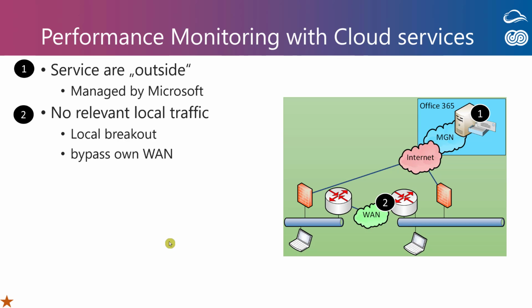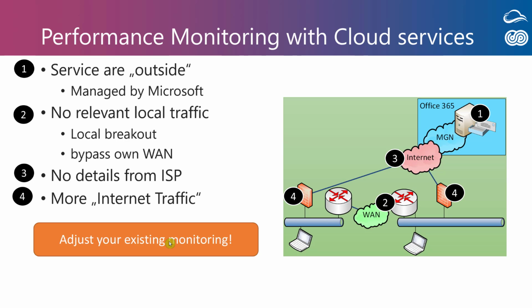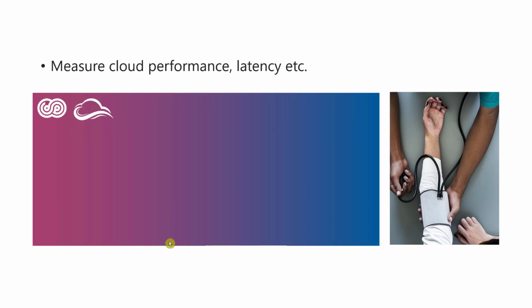If you think about your network, if you have done everything right with local breakouts, local DNS, then you will not have traffic on your internal network anymore for this load. But it will go to the internet carrier. And is here anybody who gets some deep insights from the internet carrier about their traffic utilization? No, I have never heard of that. And you have more traffic on your firewall, so we have to adjust our monitoring.